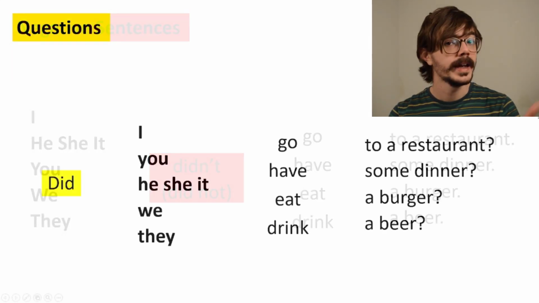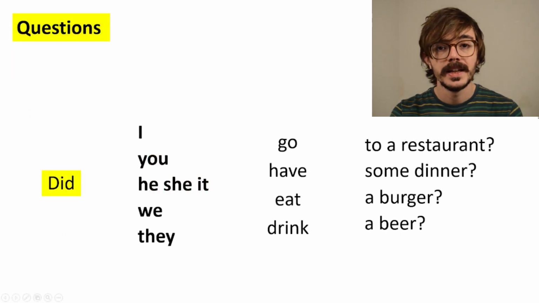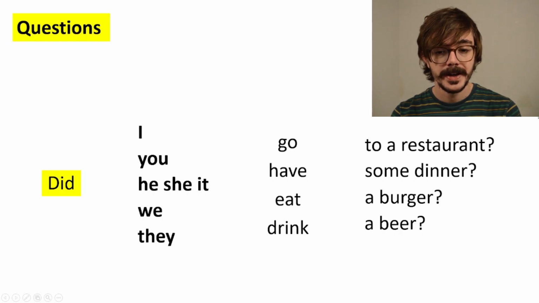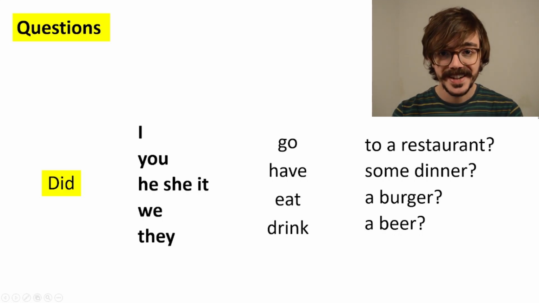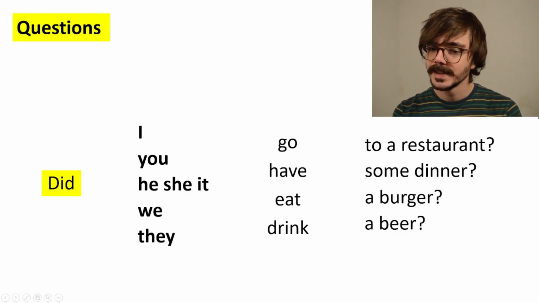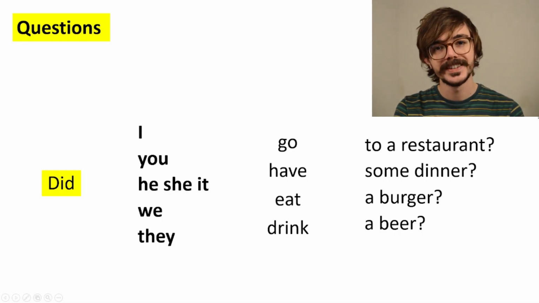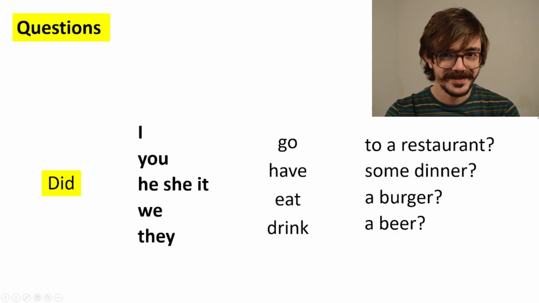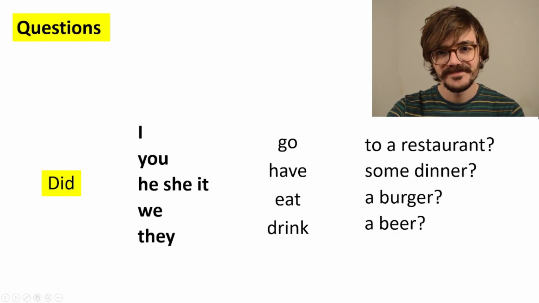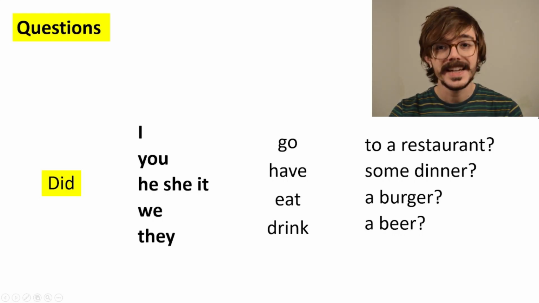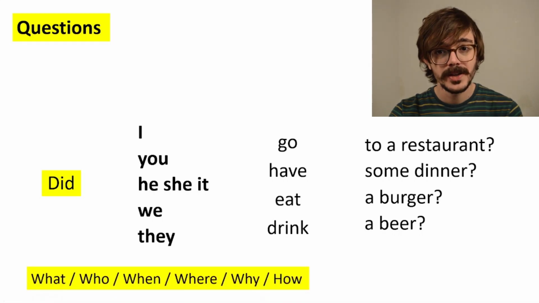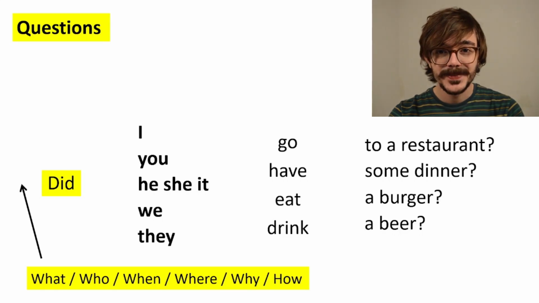So for questions, again, we put did at the beginning and the infinitive form for the main verb. Did you have some dinner? Did we eat burgers? Did he go to a restaurant? Did she go to a restaurant? Did I go to a restaurant? Did they go to a restaurant? And again, if we want to add a question word, we can, and we can put it at the beginning. What did you eat? What did they drink?